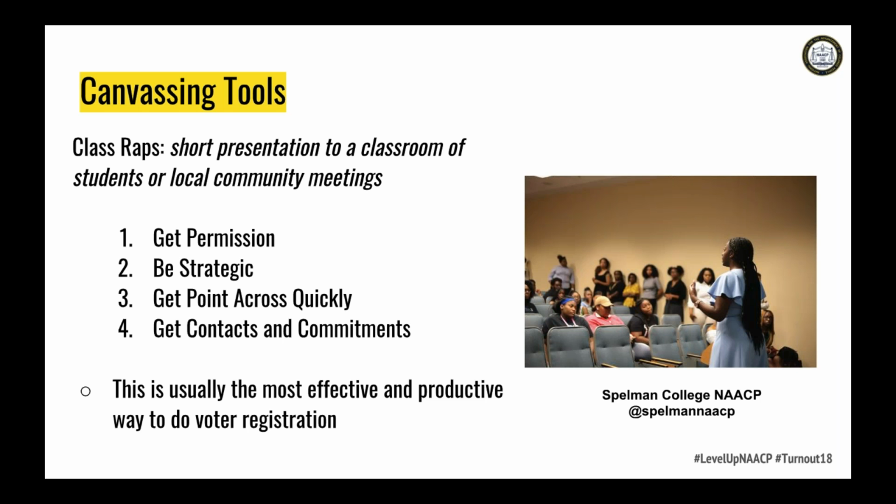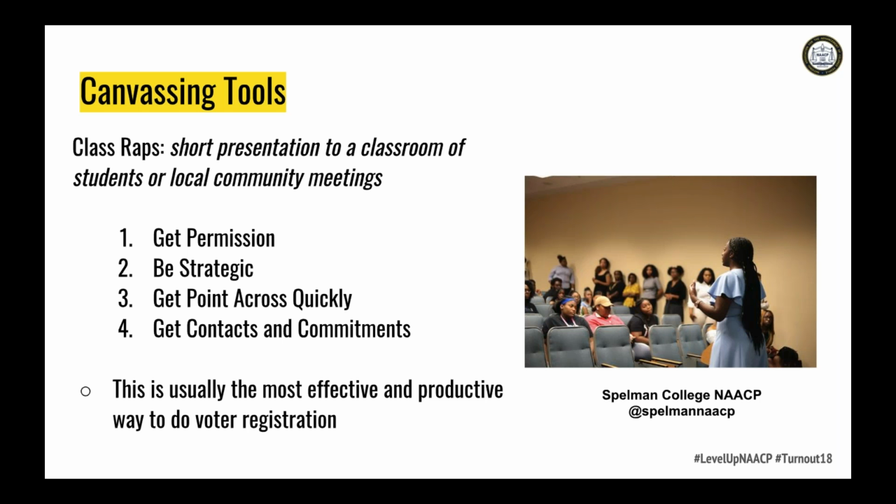You want to get your point across quickly. So usually they have a class or there's a meeting going on, and so you might have 2 to 5 minutes to get people engaged in terms of what you're talking about. So really think about your script. Think about what you're going to say in that 2 to 5 minutes to get people excited, engaged. You want to be fun. You want to be loving. You want to make sure that you are getting people excited about voting, right? So make sure you're having people there who can get that point across quickly.